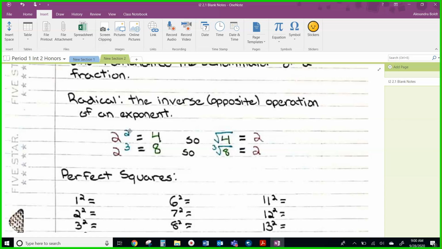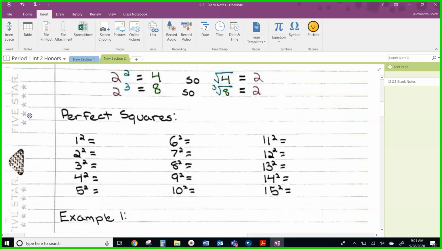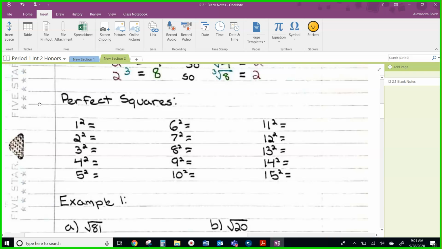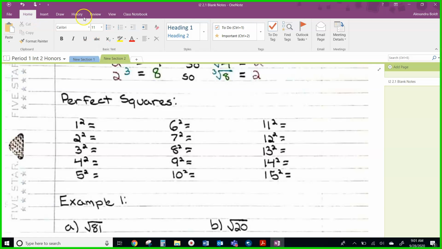In this class and in this section specifically, we are going to just be looking at squares. So we're not going to worry about cube roots, or 4th roots, 5th roots, whatever. We're really going to be focusing on square roots. So in order to know what our square roots are, we need to know what our perfect squares are. Perfect squares are the number you get when you square something.